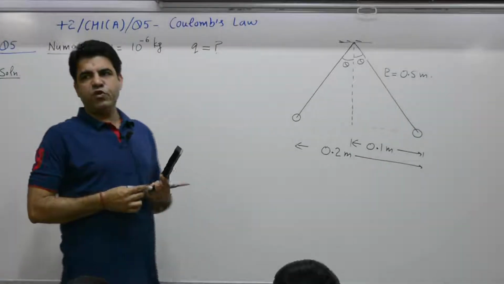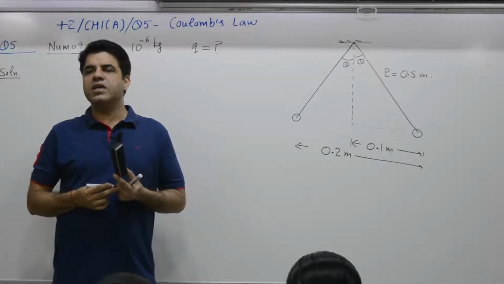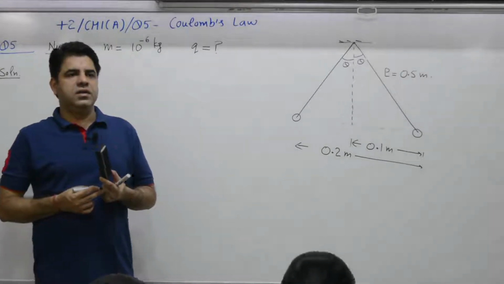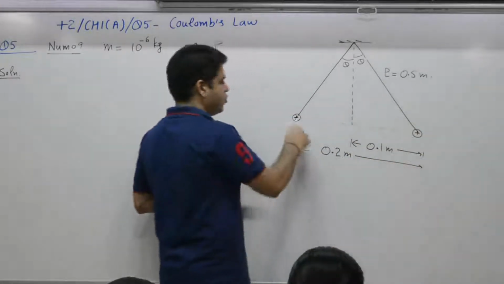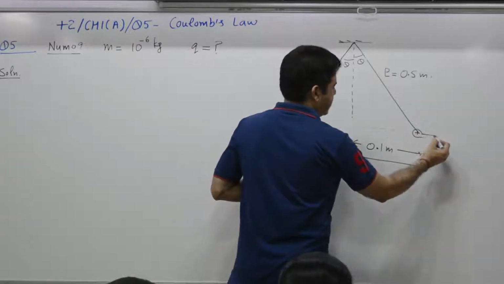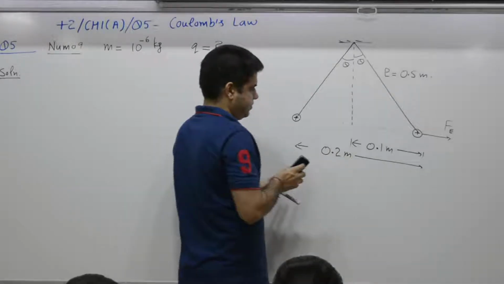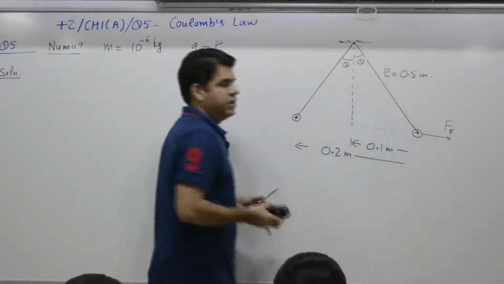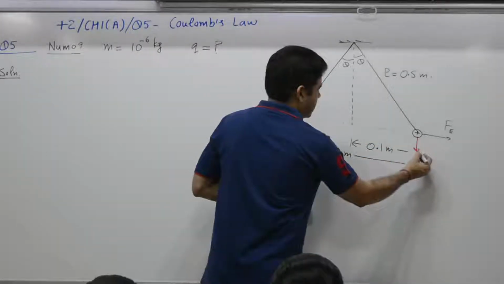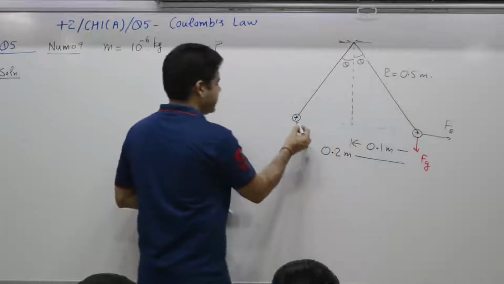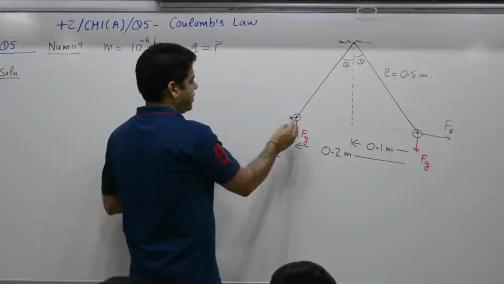What are the various types of forces acting? Chapter number 3 deals with the forces. The two are similarly charged, say positive charge. Force between the two is repulsive, F electric. Gravitational force is downwards. In this case also, gravitational force is downwards. Electric force is away.